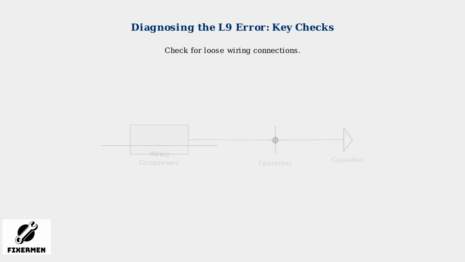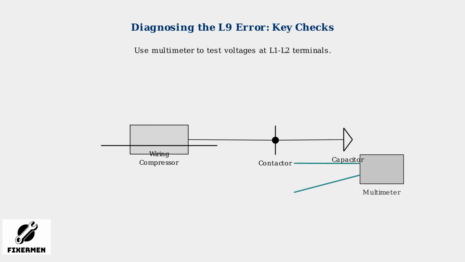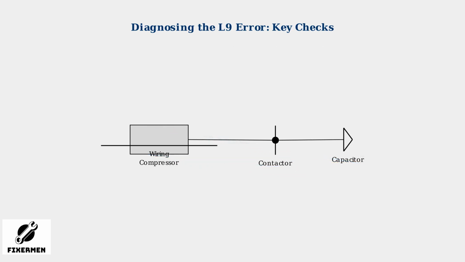First, examine the wiring for loose connections that could cause electrical imbalances. Next, check the contactor and capacitor for faults that might prevent proper power delivery to the compressor. Inspect the compressor motor itself for any internal issues that could trigger the protection mechanism. Consider environmental factors, such as power surges from storms or grid fluctuations that can cause phase imbalances. Use a multimeter to test voltages at the compressor terminals, specifically L1 and L2 for single-phase systems.